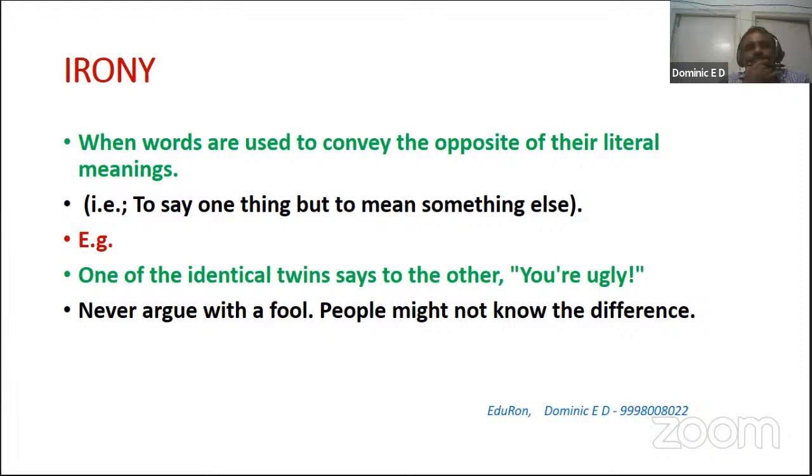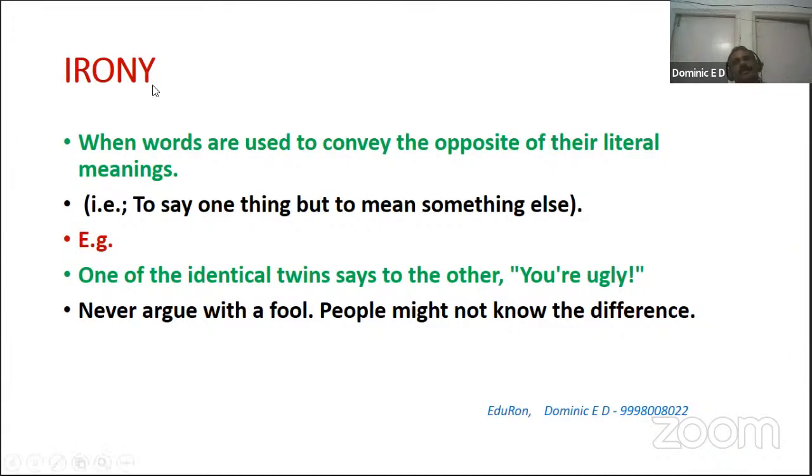It's something like one of the identical twins saying to the other, you are ugly. Identical twins look alike, so when one of the identical twins tells the other, you are ugly, you can understand the meaning. Or the next example, never argue with a fool. People might not know the difference. That's why very often wise men remain silent. Never argue with a fool. People do not know whether he is a fool or you are a fool. So these are all examples of irony in which you mean the opposite of what you say.